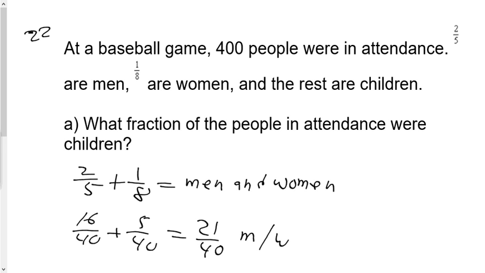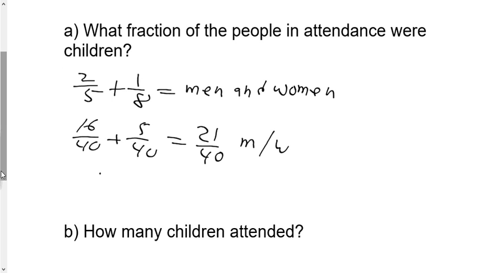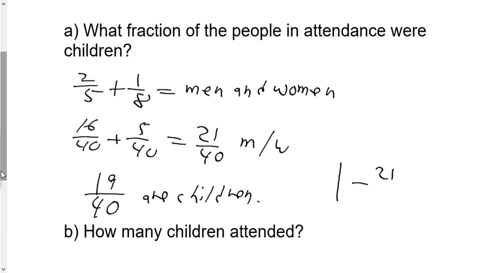And if the rest are children, then that must mean 19/40ths are children. If 21/40ths are either a man or a woman, then the rest must be children, which means 19/40ths. Or if you really wanted to do it this way, you could go 1 take away 21/40ths equals the rest of them. And instead of using the whole number 1, we could use 40/40ths, which would end up being 19/40ths, right? So 19/40ths are children.